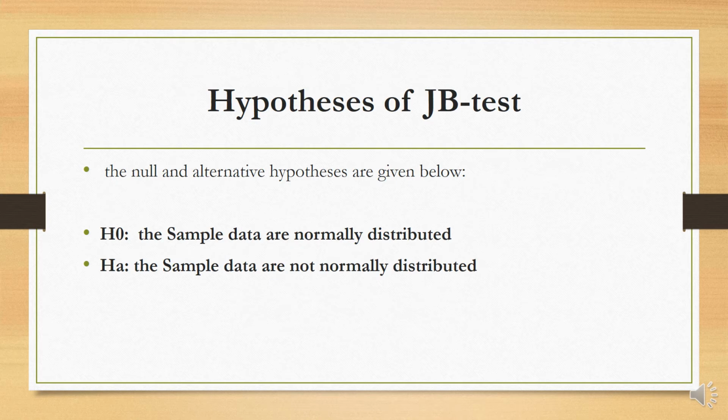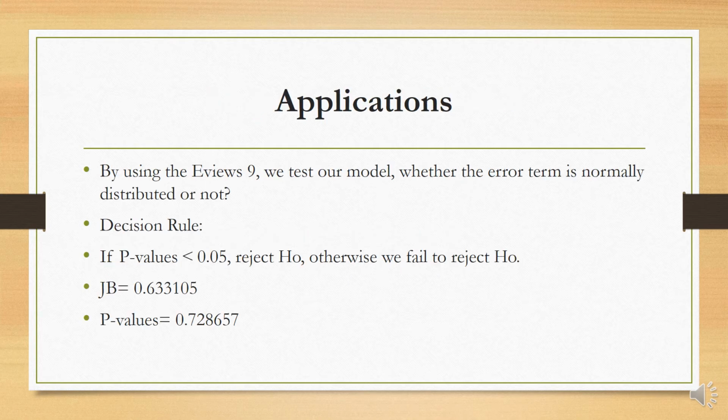What is the hypothesis of the JB test? The null hypothesis and alternative hypothesis are given below. H naught: the sample data are normally distributed, whereas the alternative hypothesis is that the sample data are not normally distributed. What are the practical implications?